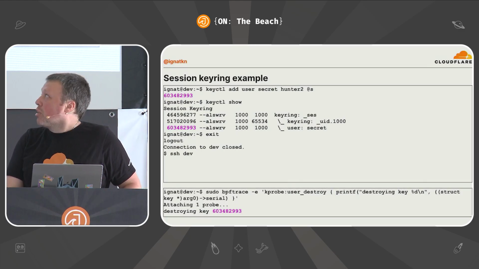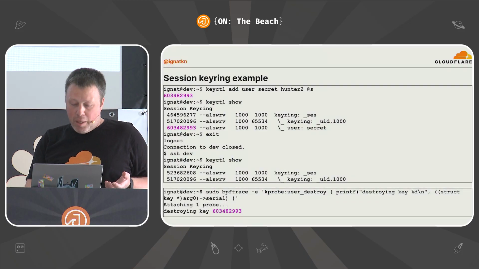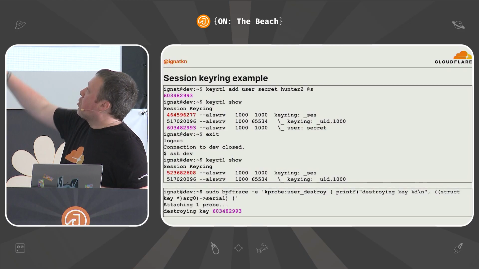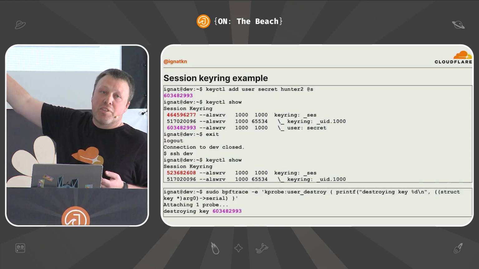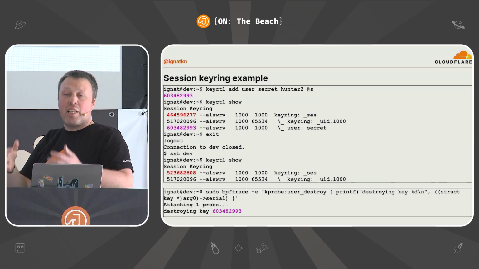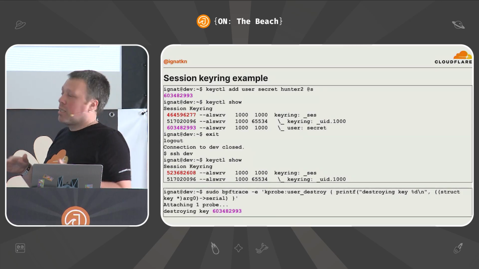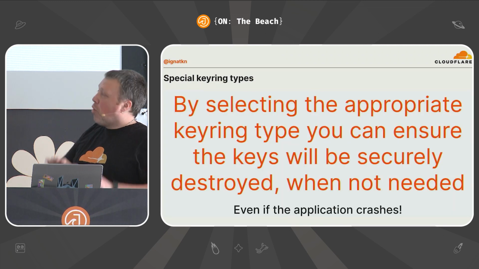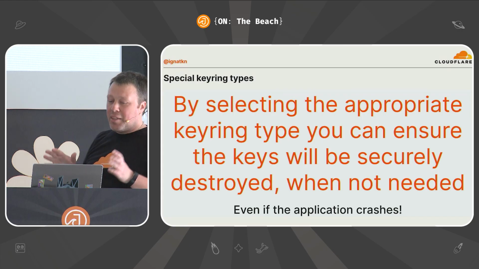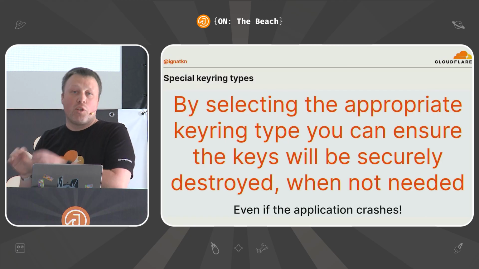And if I log back in, I can see that I don't have the key anymore in my possession because even though I have another session keyring, it was actually recreated, so it has a different serial number. So when my session ended, that session keyring was destroyed, and when I connected back, I got a new session keyring. So the whole idea behind all that: if you select the appropriate keyring type, you can ensure your keys will be securely destroyed when not needed.